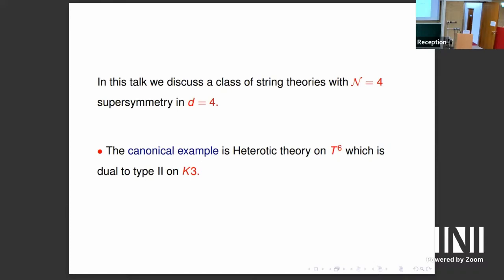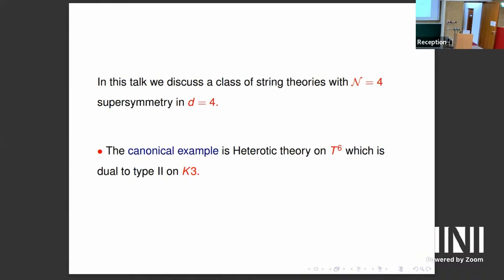Maybe these dualities are not familiar to many people in the current generation; all of us are quite old, actually. But this is a very well-known duality between heterotic on T6, which has N=4 supersymmetry, and type II on K3. So this is a canonical example, and we'll have a class of examples related to it.